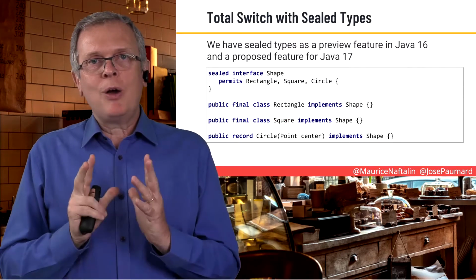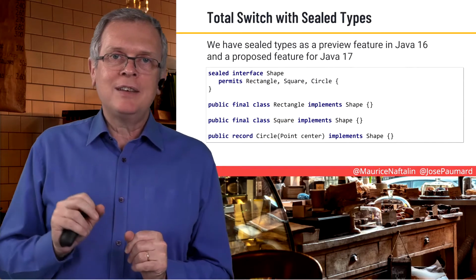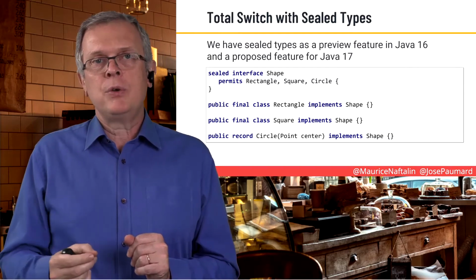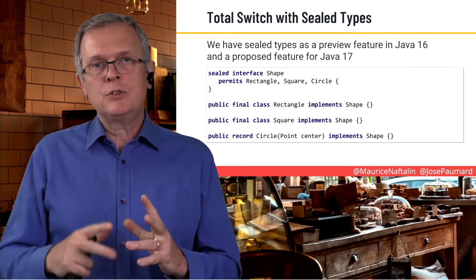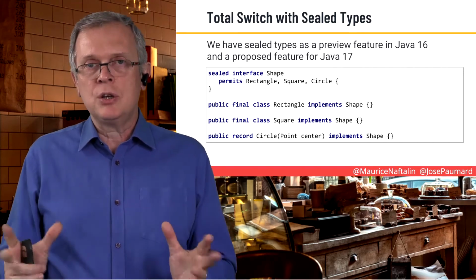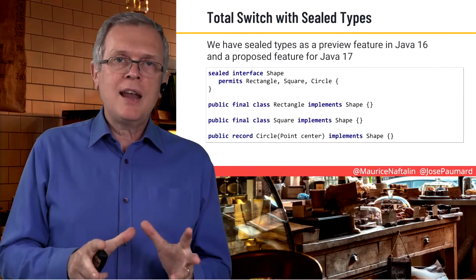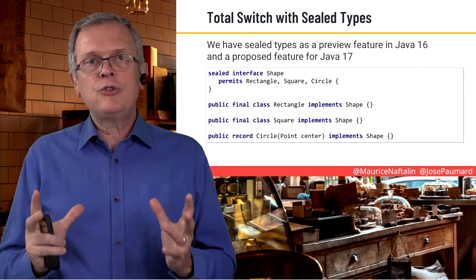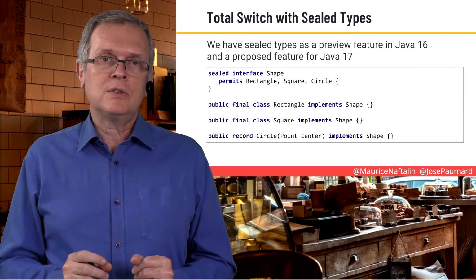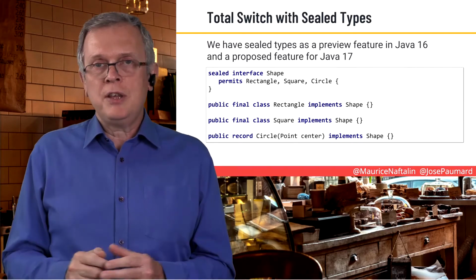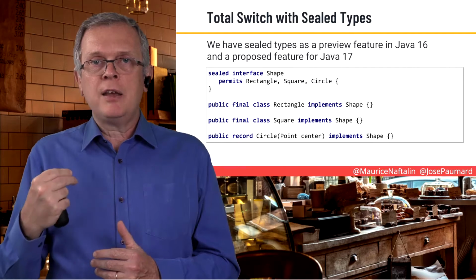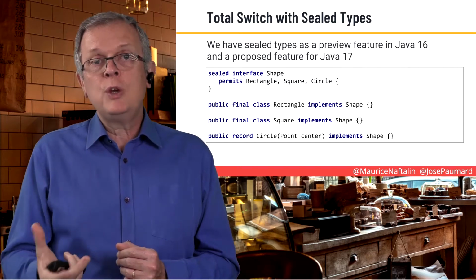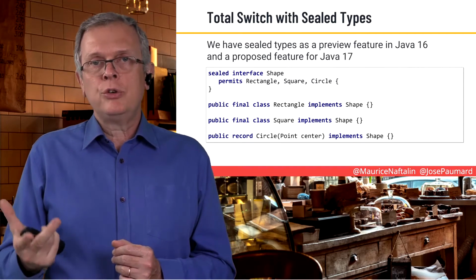So the project Amber also delivered sealed classes as a second preview in Java 16, and those sealed classes are still, as of this recording, a proposed feature for Java 17. So we may have sealed classes as a feature in Java 17. In a nutshell, a sealed type, just as in Pizza and Scala, is a type that can restrict its extensions or implementations. So in this example, we have a sealed interface called Shape, and this Shape declares two implementations that are final classes, Rectangle and Square, and a record, which under the hood is a final class, called Circle.